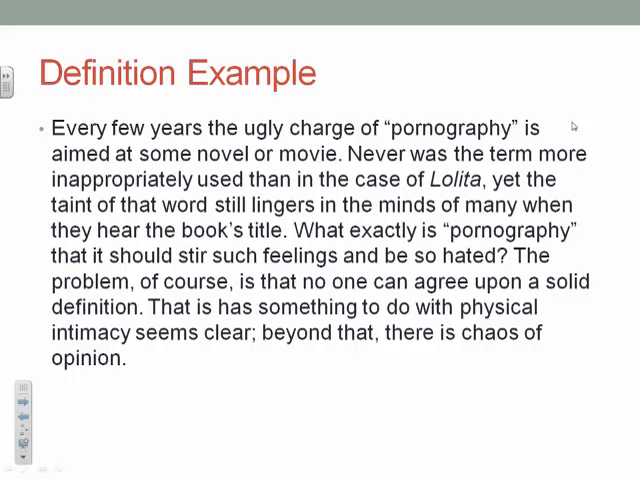What exactly is pornography, that it should stir such feelings and be so hated? The problem, of course, is that no one can agree upon a solid definition. That it has something to do with physical intimacy seems clear. Beyond that, there's chaos of opinion. And so this is a really interesting way to start. There is no definition here because we're talking about content that isn't necessarily appropriate for school, pornography.